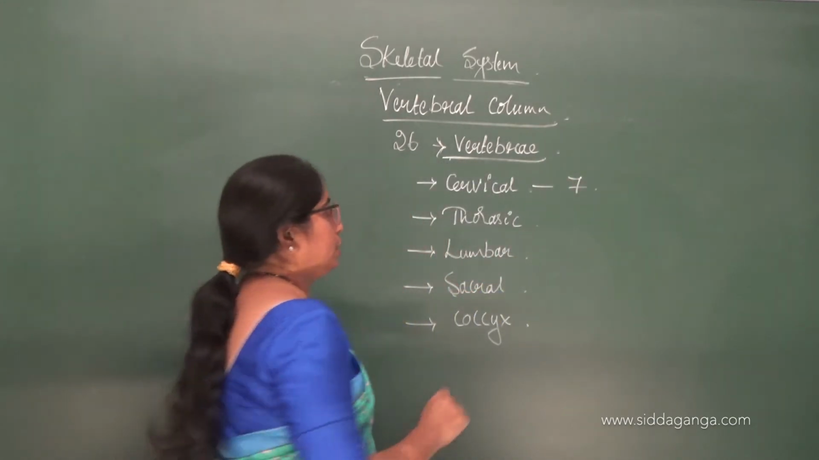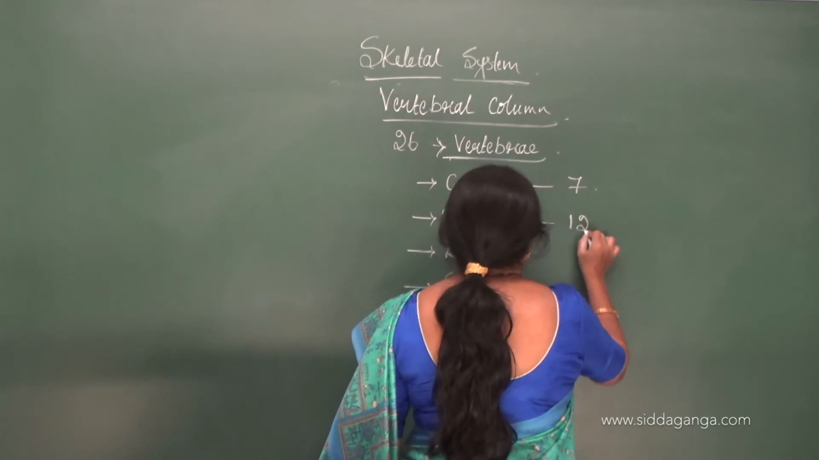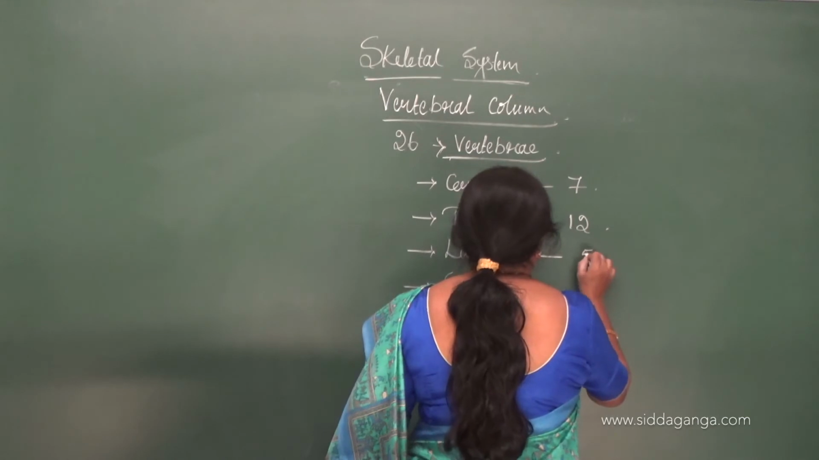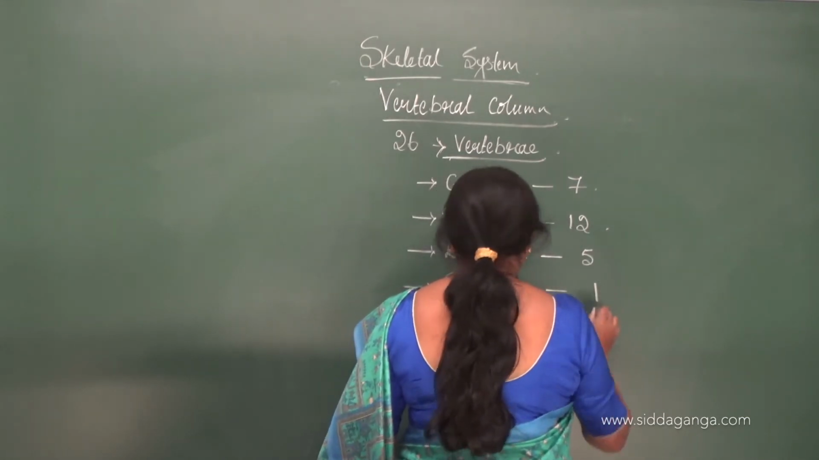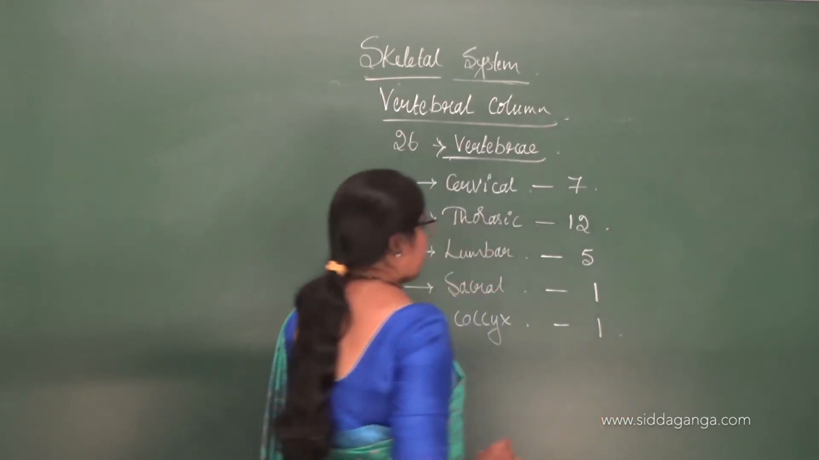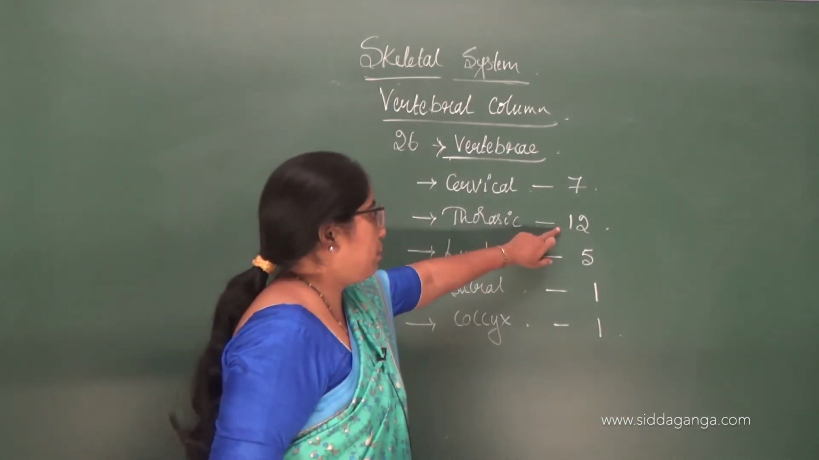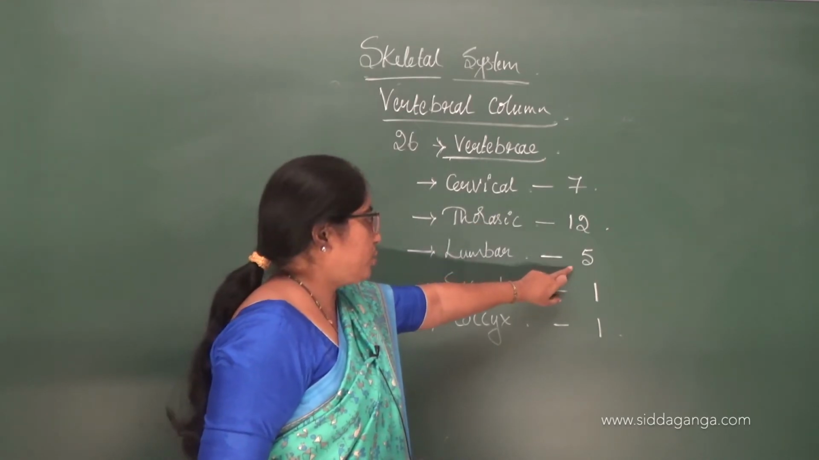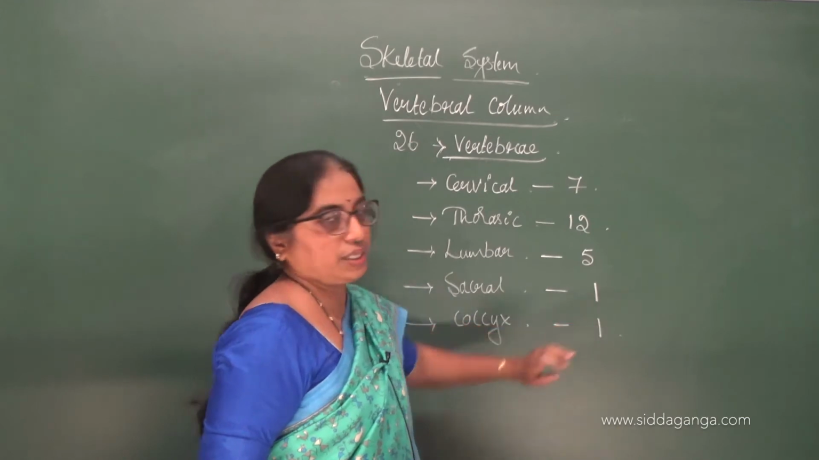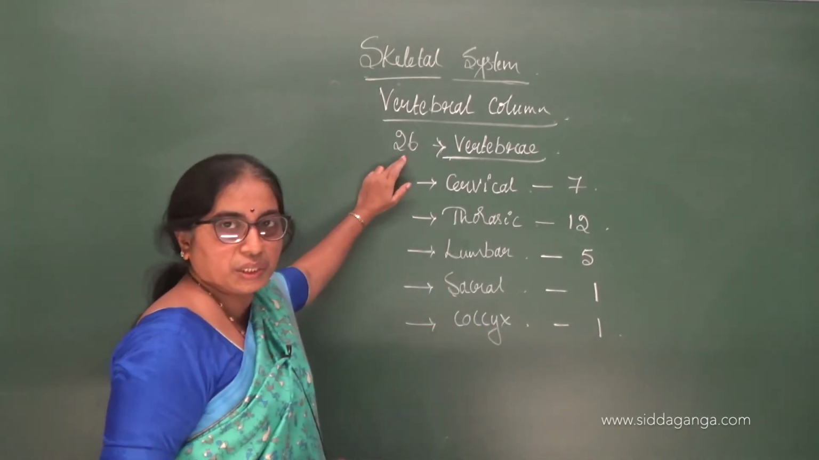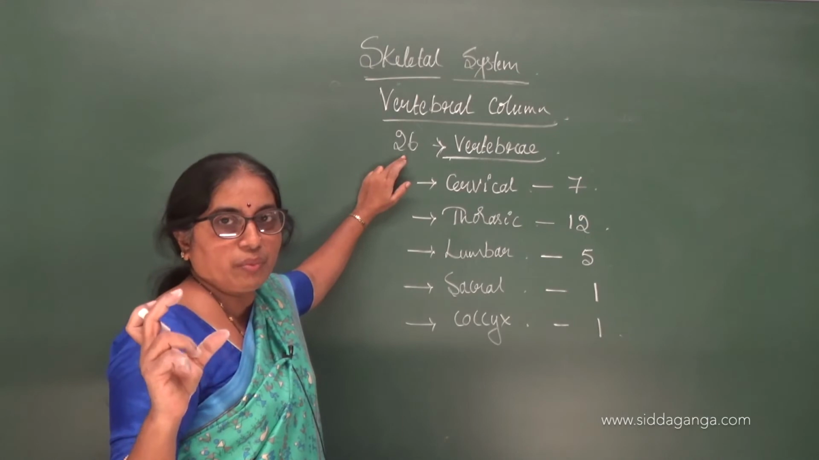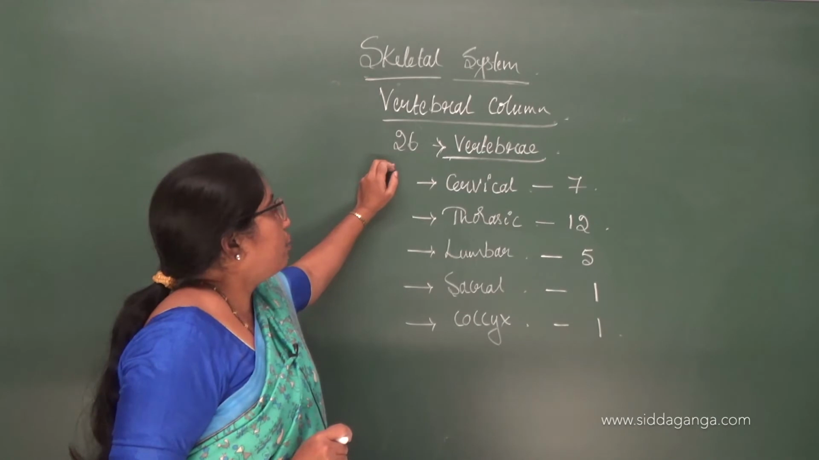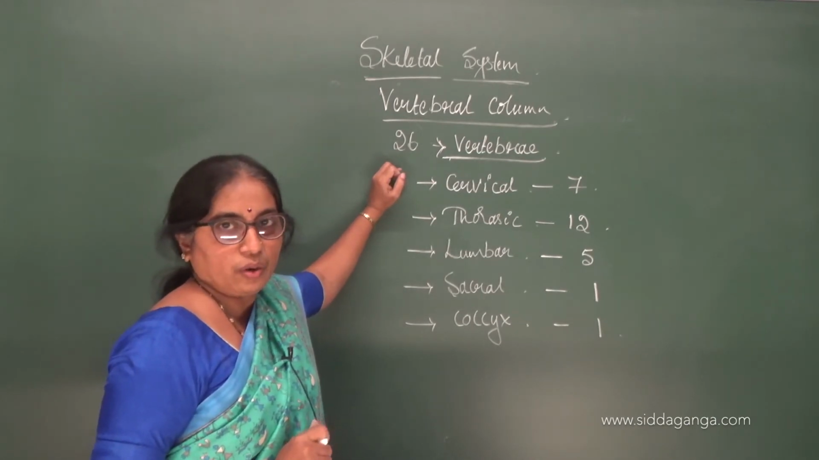The thoracic vertebrae, they are 12 in number. The lumbar, they are 5 in number. The sacral, 1 in number, and the coccyx is 1 in number. So 12 plus 7 is 19, 19 plus 5 is 24, 25 and 26. So a total of 26 vertebrae, or the small tiny bones present in the vertebral column. And this vertebral column is a great protection to the spinal cord.